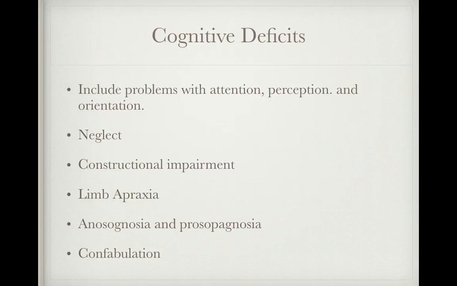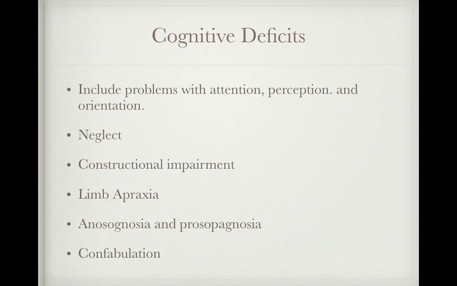So let's have a look at the cognitive deficits a little more closely. As we just stated, these include problems with attention, perception, and orientation. So now let's talk about neglect. Neglect is defined as failure to report, respond, or orient to novel or meaningful stimuli presented to the side opposite to a brain lesion. In other words, if an individual has a lesion on the right side of their brain, they will not notice stimuli that is presented on the left side of their body.